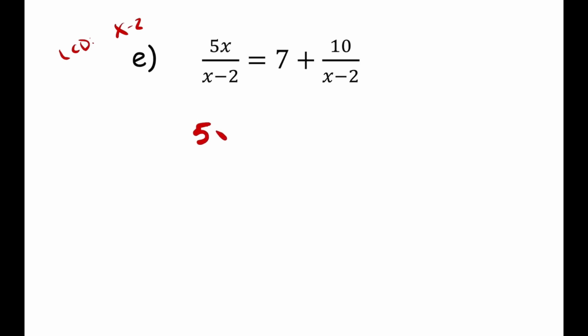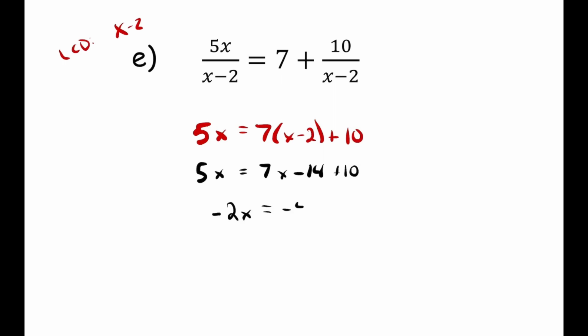That gives us 5x equals 7 times x minus 2 plus 10. It's nice when it's easy, right? And so now we're going to go ahead and finish solving this off. We're going to distribute that all the way through, simplifying. 5x equals 7x minus 14 plus 10. Combine like terms, we get negative 2x equals negative 4. And so when we solve this out, we get x equals 2.